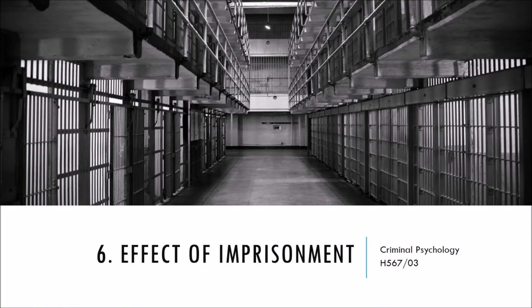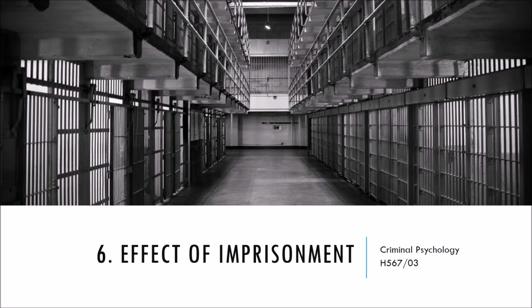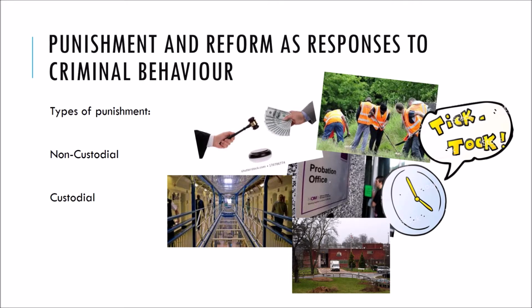Okay, so we're going to look at the last topic in crime. This video is just going to go through the background, and very briefly talk about the key piece of research as well. The background to this topic, which is effects of imprisonment, is looking at punishment and reform as responses to criminal behaviour. So we're looking at when somebody has committed a crime, how we try to punish them or reform them.